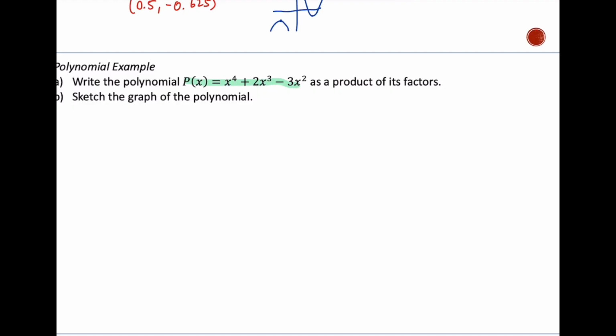Finally, if I want to look at applying this to another polynomial, so here I've got this polynomial here, and I want to be able to write it as a product of its factors. So basically, I want to write it in factored form.